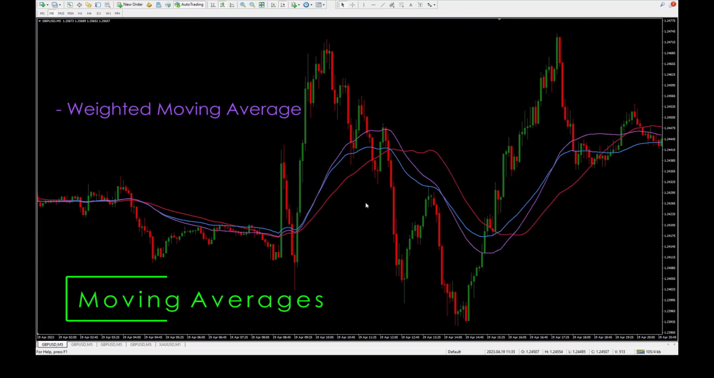Weighted moving average assigns different weights to each price data point, giving more importance to recent data. This type of moving average is calculated by multiplying each price data point by a weight and then dividing by the sum of the weights.